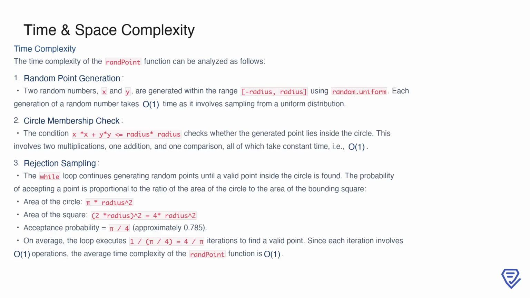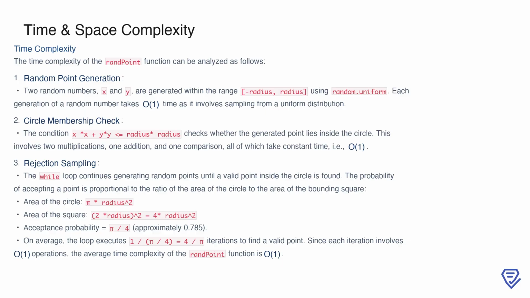To analyze the time complexity of the randpoint function, we start by looking at the steps involved. First, generating two random numbers, x and y, using random.uniform takes constant time, or O(1), because it simply samples from a uniform distribution. Next, we check if the generated point lies within the circle by evaluating the condition x² + y² <= radius². This calculation involves a few basic arithmetic operations, multiplications, addition, and a comparison, all of which are constant time operations, making this step also O(1).